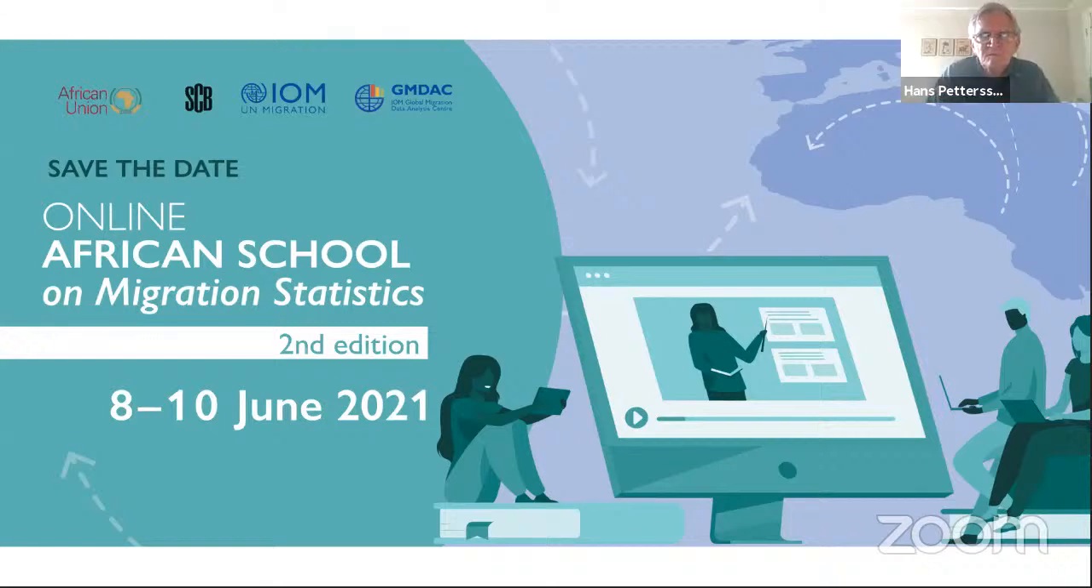Okay, start with the first one. In case of estimation of migrant numbers, can you please explain the confidence interval calculation?